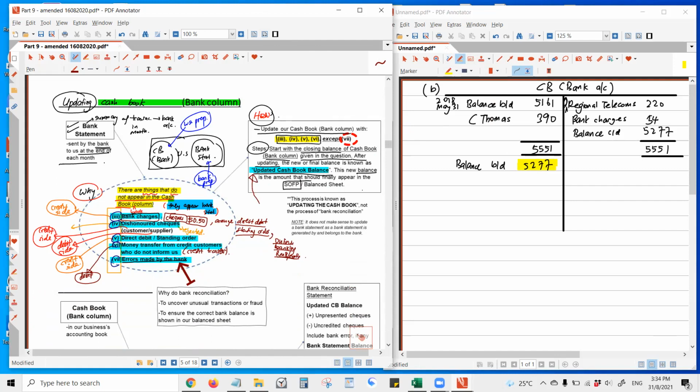And this is the amount that will appear in the SOFP. Now we leave the C aside first. We go learn how to do the bank reconciliation statement. Then only we go back to that question. Okay, now we put this aside.